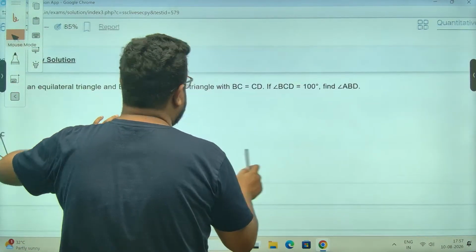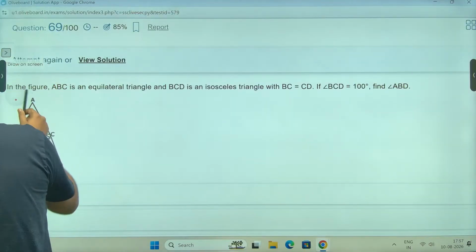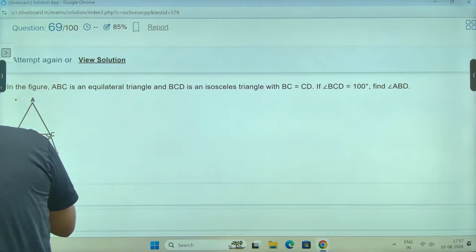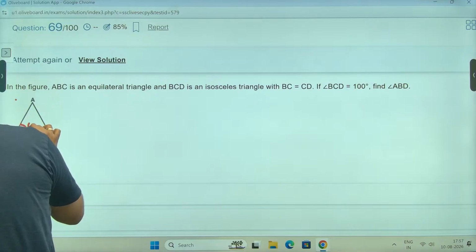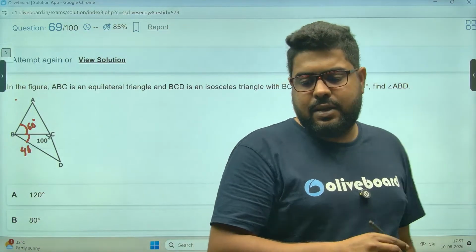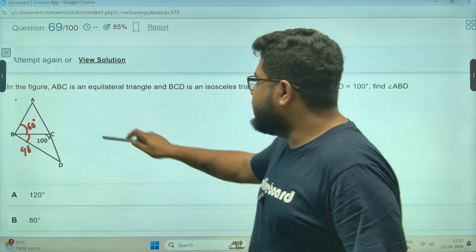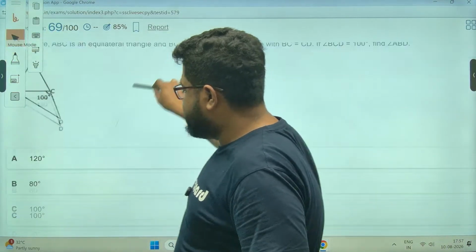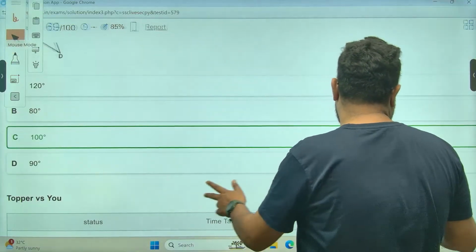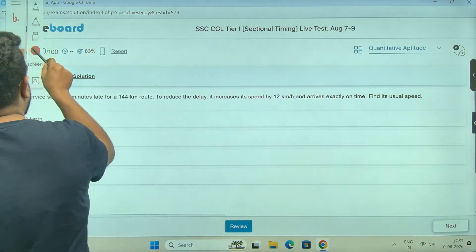BCD is 100, find ABD. Sorry, this was 40 degrees. ABD meaning this angle. So this is 60 degrees always, because ABC is an equilateral triangle. And this is 40, 40, meaning total angle ABD is 100 degrees. 100 degrees will be the correct answer. It's a very, very easy question. Chalo, next one, please.